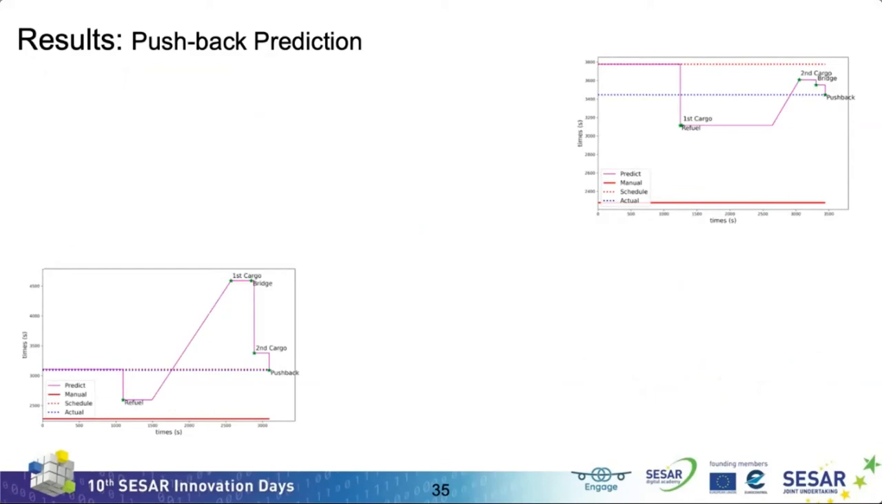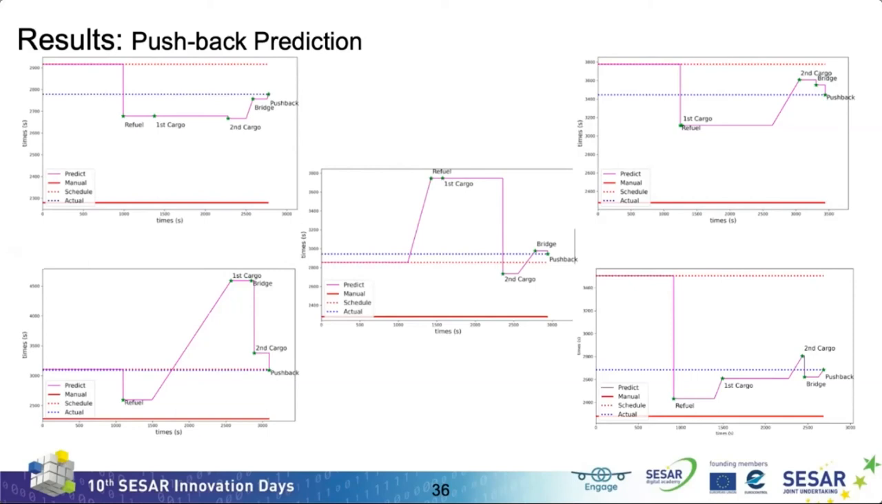For example, in the upper right chart, the refueling time and the first cargo loader time are similar to each other, while in the lower left chart, the bridge detached before the second cargo loader did. The framework can be more accurate in predicting pushback compared to the scheduled time from the time of the first activity completion, refueling, in 2 of the 5 videos.